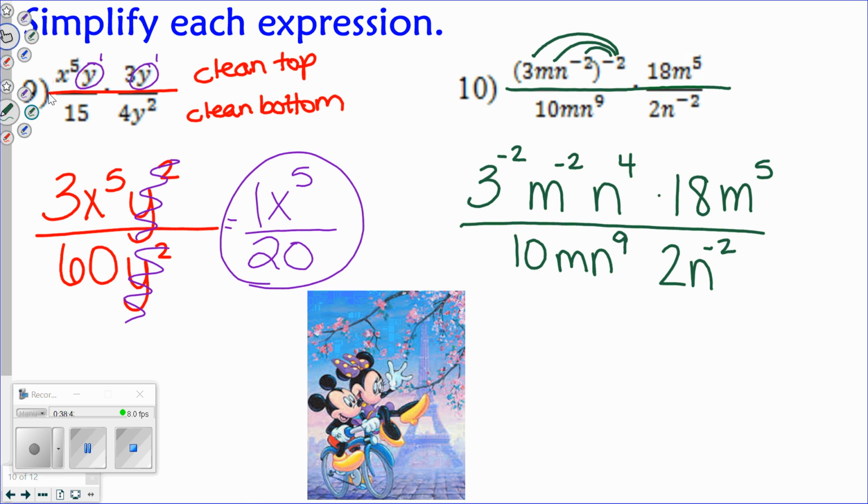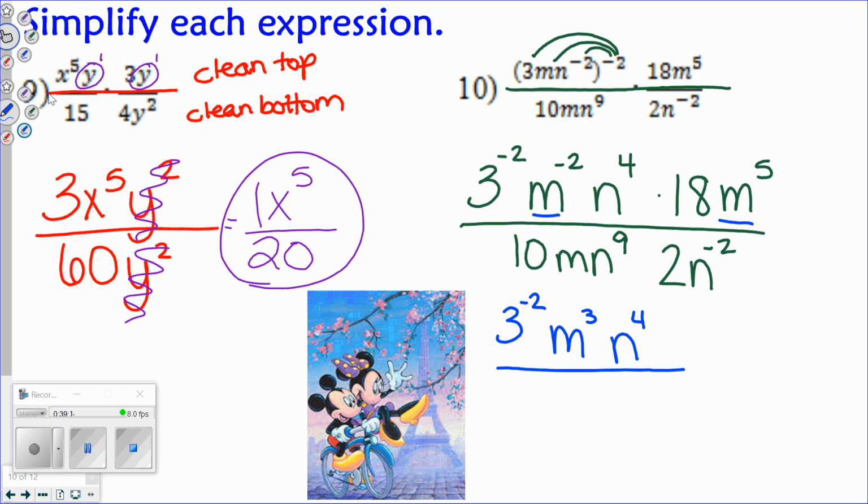And again, how do we clean? Clean the top, then we'll clean the bottom, and then we'll put that whole thing together. So let's clean the top. Do I have a like term with my 3? No. How about the m? Yep, I got another one right there. So my m's give me m to the 3rd. There are different ways you can attack these. I'm just trying to systematically give you what I would do. The n didn't have anything to go with it, so I just cleaned the m's on the top.